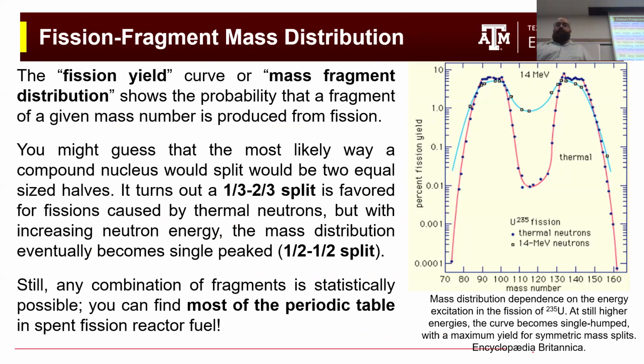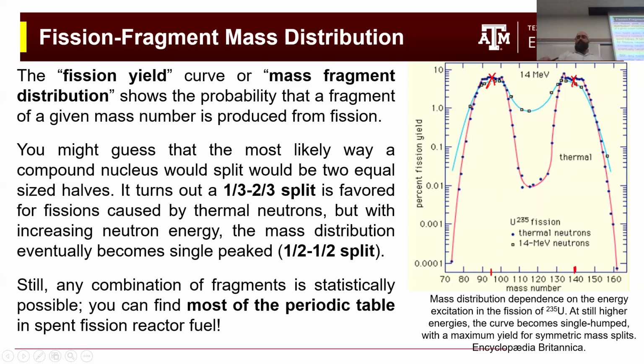look like. This plot is the fission yield curve or the mass fragment distribution. On the vertical axis, it's a probability. And on the horizontal axis, it's basically saying what's the probability that I get a fission product out of fission that has a given mass number. So this mass number right here is very energetically favored. This mass number right here is very energetically favored. You might think that when fission happens, those fission products have an equal 50-50 split, but it's actually more like a 1/3, 2/3 split, as we can see here. That's what's most likely.